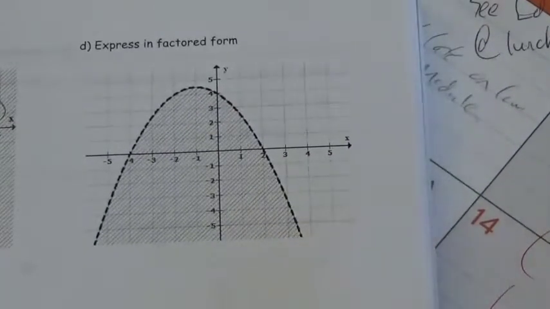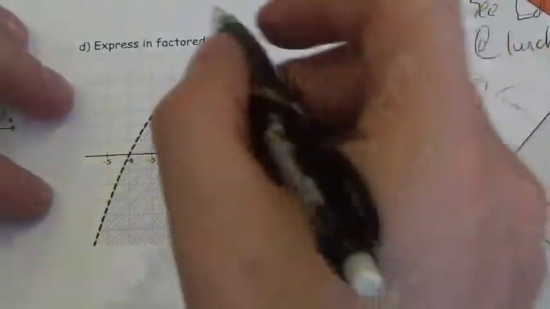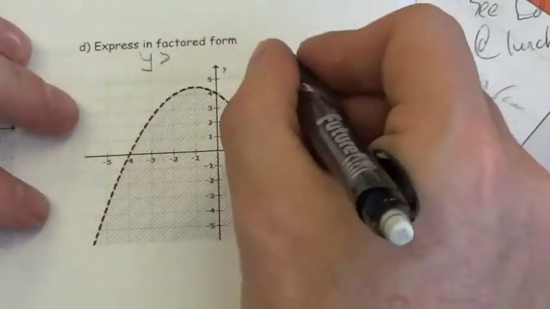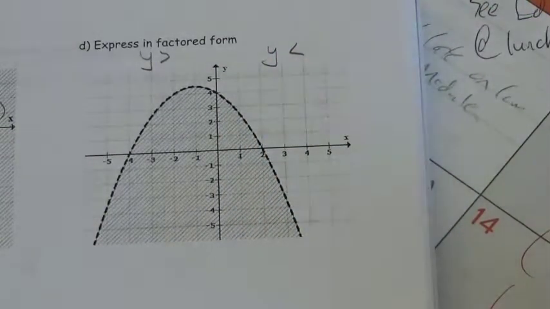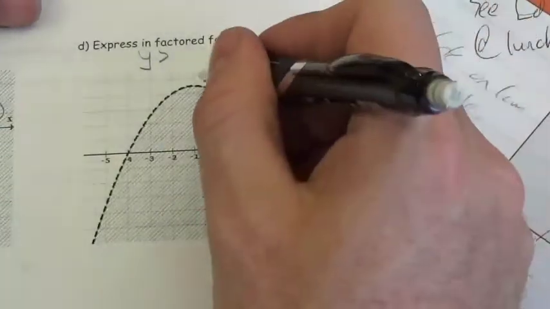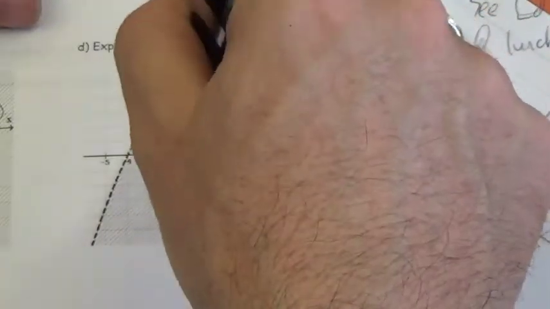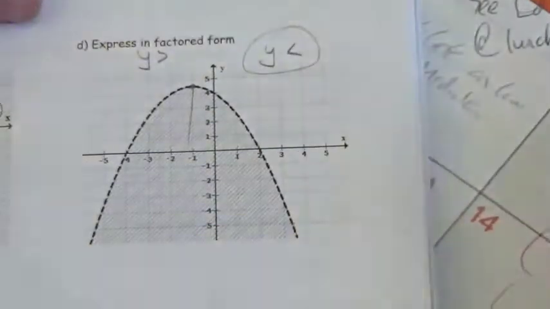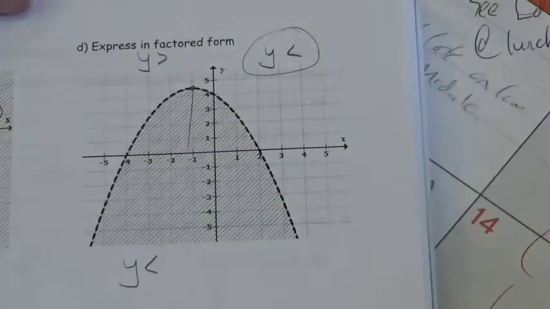All right, one more. Express this one in factored form. Now notice it's a dotted line, so I know this is going to be y is greater than or y is less than, not or equal to, because we're not including the parabola. If I want to know which one it is, I put my pencil on the vertex and slide it in the direction of the shading, and that's down. So it's got to be y is less than.